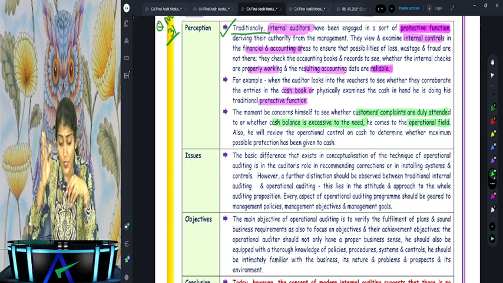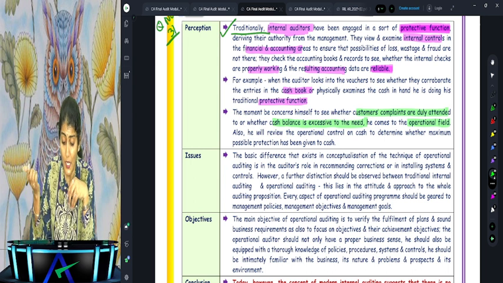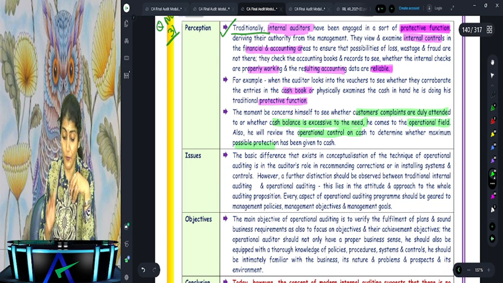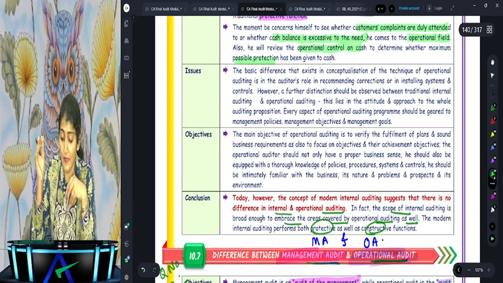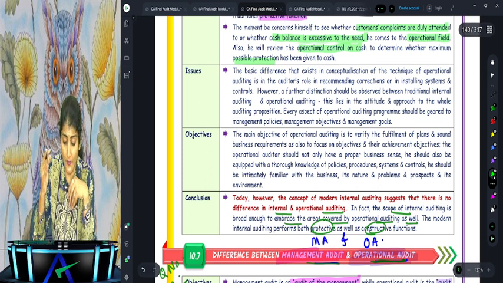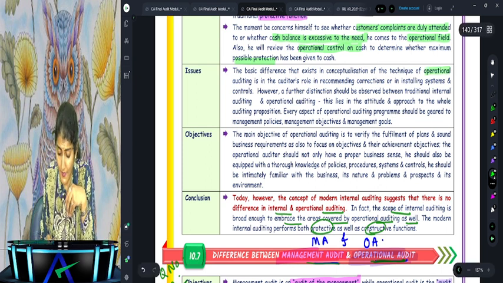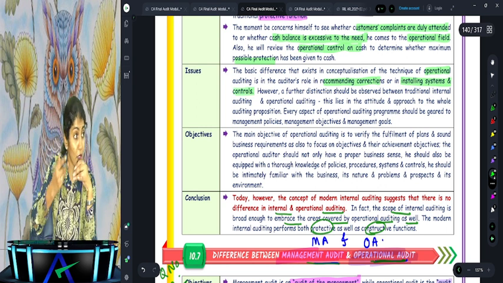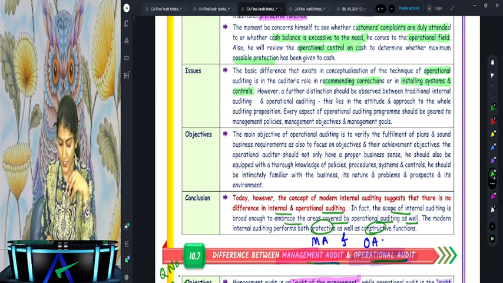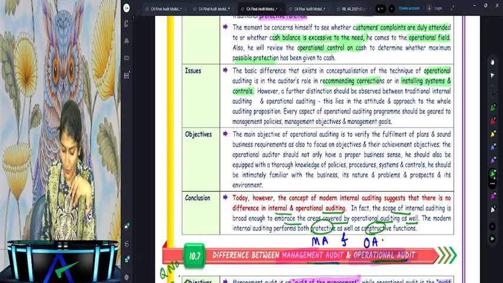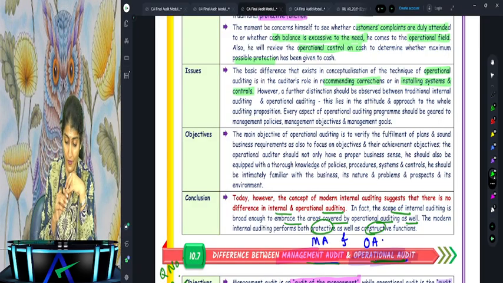He will review the operational control on the cash to determine whether the maximum possible protection has been given to the cash. Right. So the basic difference that exists in the conceptualization of the technique of the operational auditor is that the auditor's role is recommending the corrective actions and installing systems and controls. So protective as well as constructive function. Did I say that? Operational auditor not only protective, but it also provides the constructive services, recommending.